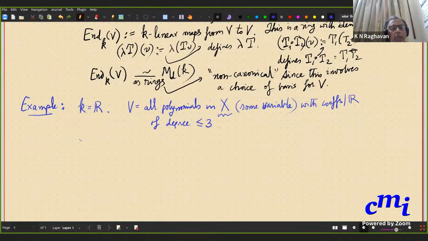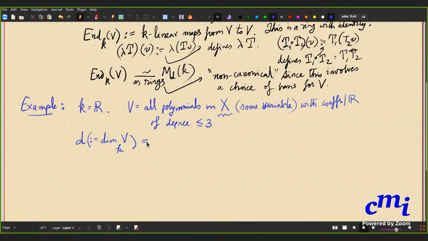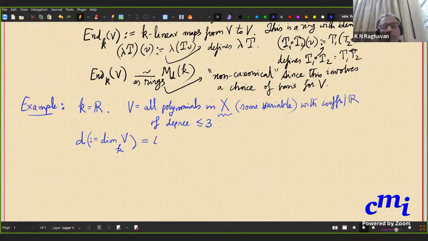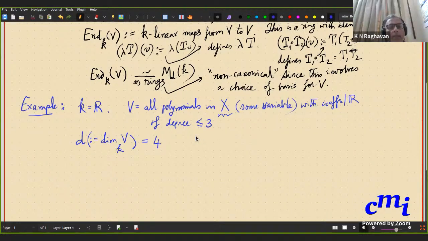So in our case, what is D? Can somebody please tell me? Recall, D was the dimension of V over K. Just to make sure that we are understanding, can somebody please tell me what D is in this case? 4. Very good, 4. And what's a basis for this vector space? What could be a choice of a basis? 1, x, x squared. Very good. Yes.